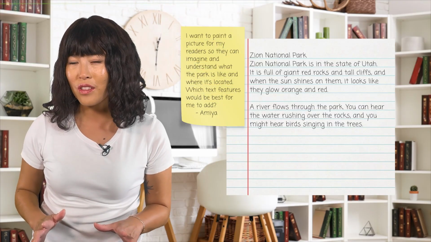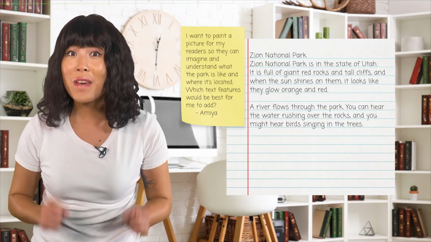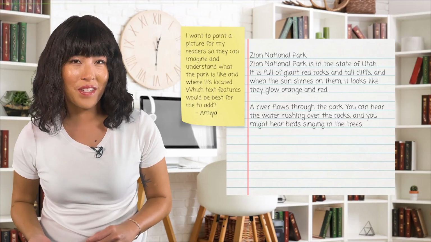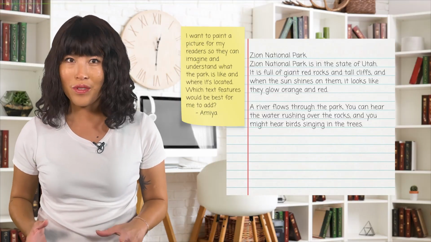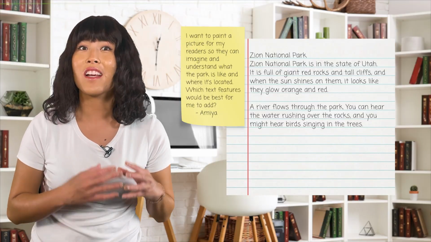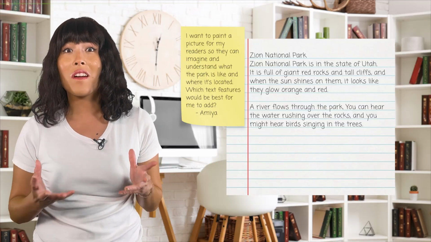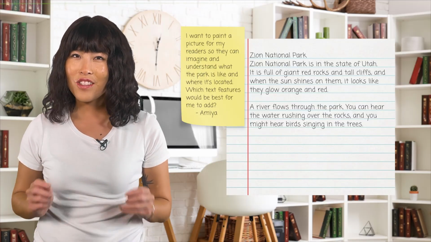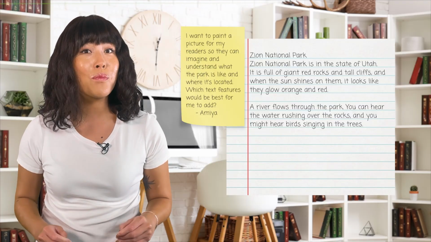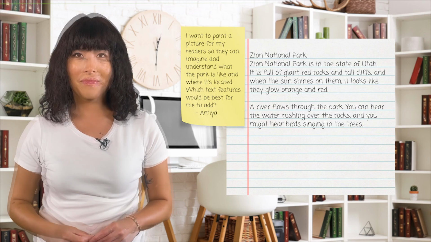So Amia wants readers to picture the park. That's a big clue she's using a descriptive text structure, the kind that uses details to show what something looks, sounds, or feels like. Let's check out her writing and see how she brings the park to life.